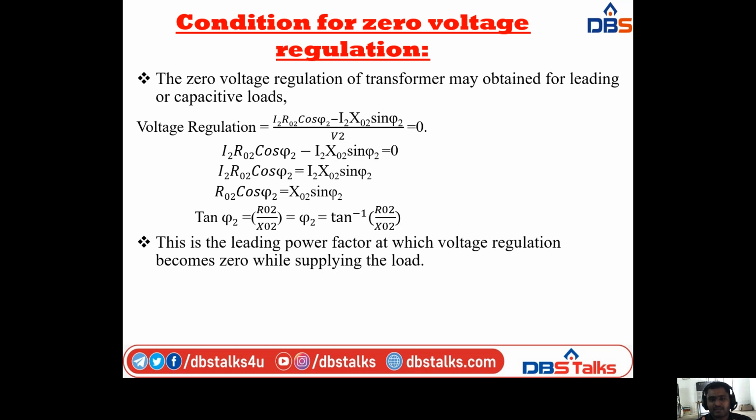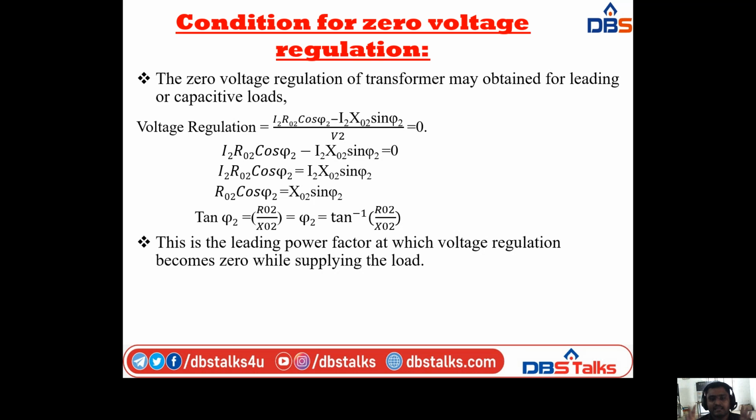And so the denominator, if we cross multiply with 0, the denominator is equal to 0. That's why I am taking only the numerator, that is I2 R02 cos phi 2 minus I2 X02 sin phi 2, that is equal to 0. From this, I2 R02 cos phi 2 is equal to I2 X02 sin phi 2. After simplifying, we have R02 cos phi 2 equal to X02 sin phi 2. So from this, tan phi 2 is equal to R02 by X02. So phi 2 is equal to tan inverse of R02 by X02.